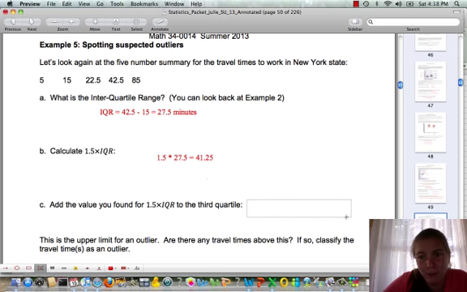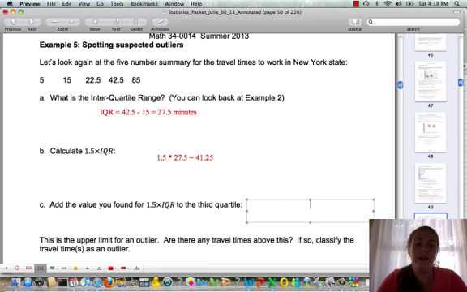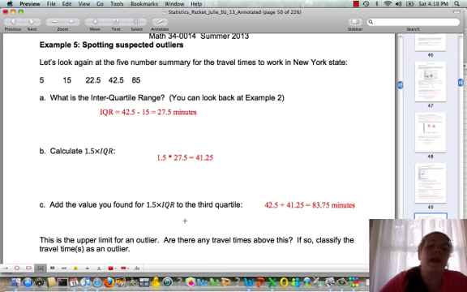Now it wants us to add this to the third quartile. So the third quartile is 42.5 plus this 41.25. So when we total this up, we get 83.75 minutes. So this is what's known as the upper limit for the outlier.